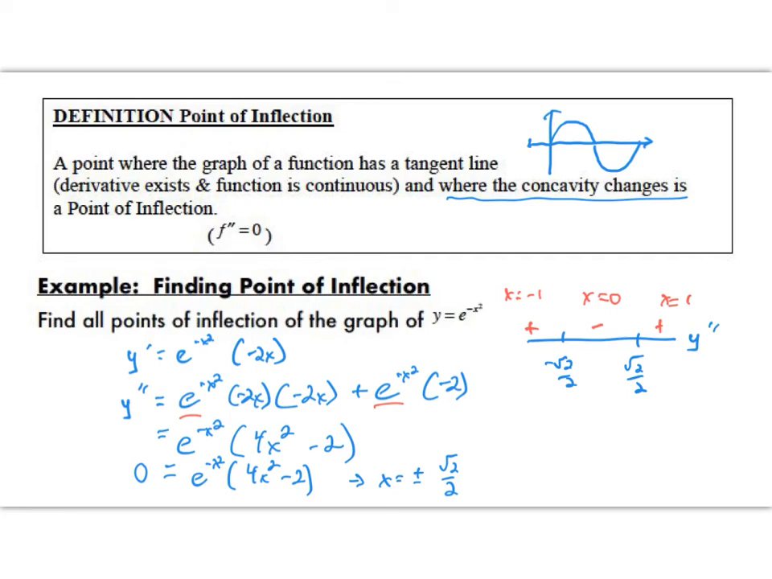So what we're looking for, remember, is a change in concavity. And we have that change in concavity at both of these values. At this first one, negative root 2 over 2, it goes from positive to negative, and then this goes from negative to positive at positive root 2 over 2. So we can make the conclusion that both of these are points of inflection. But again, the key thing is where the concavity changes. That has got to be a huge thing to consider here.